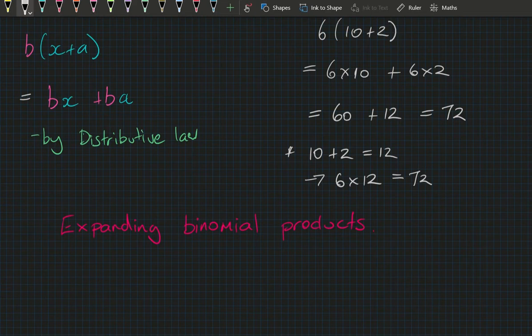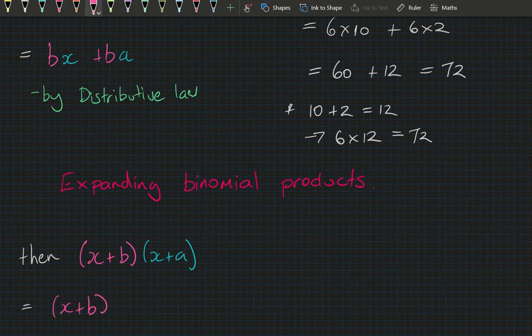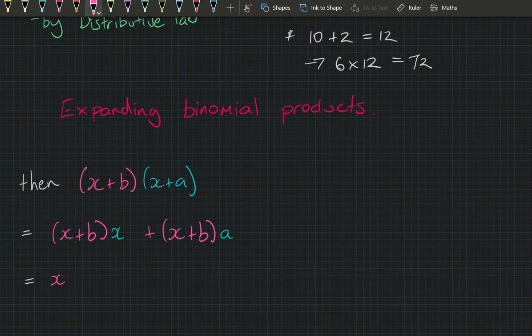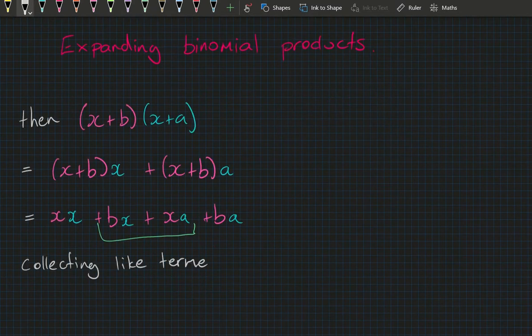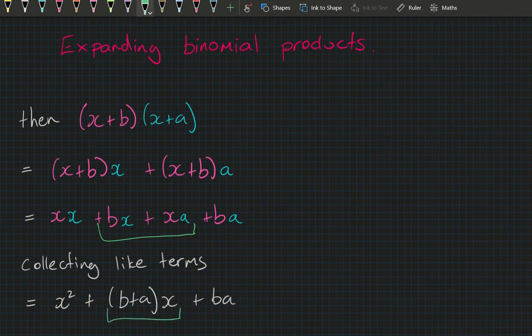To do this, we're going to have to extend what we know about the distributive law with the product of these two binomials. So the first step is we multiply each element in the second binomial, or the one on the right, by the binomial on the left. Then we can expand the binomial on the left, and then by collecting like terms, we end up with x squared plus b plus a times x plus b times a, because these are the like terms.